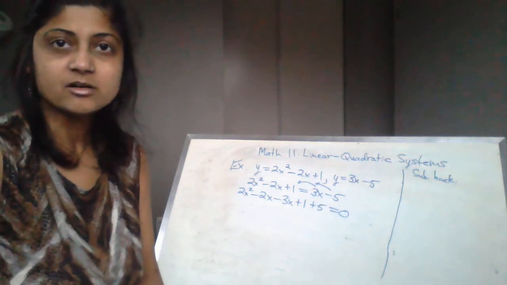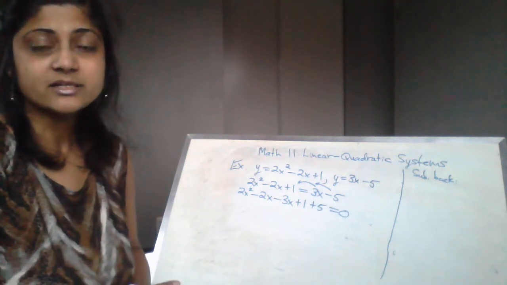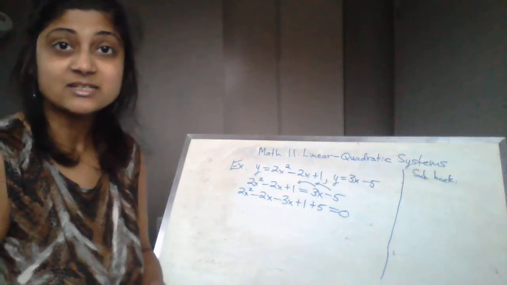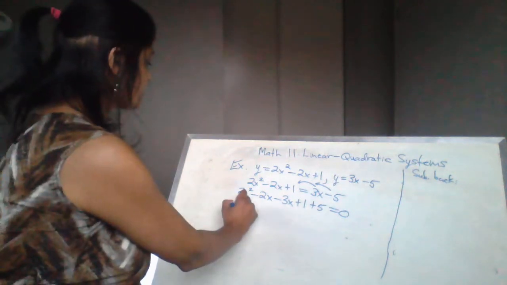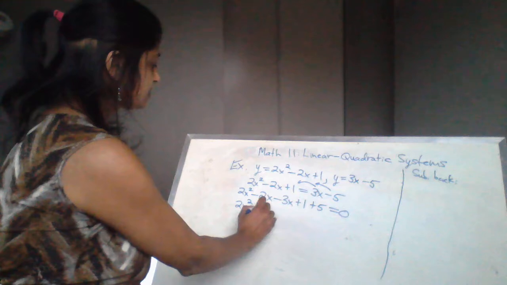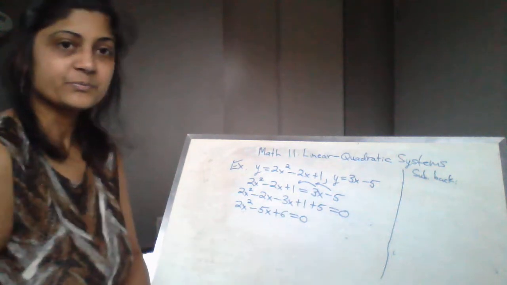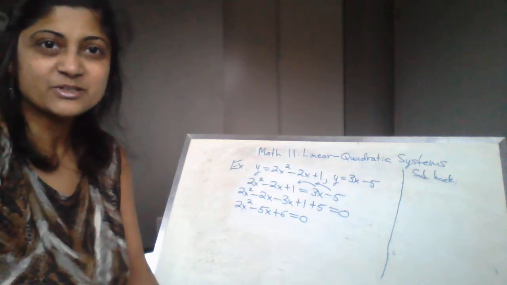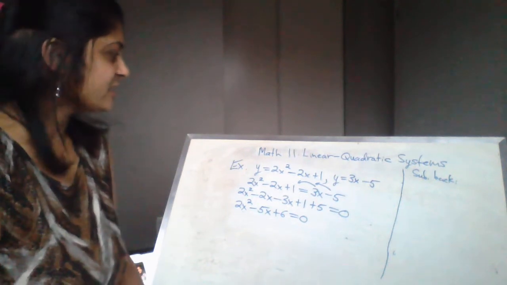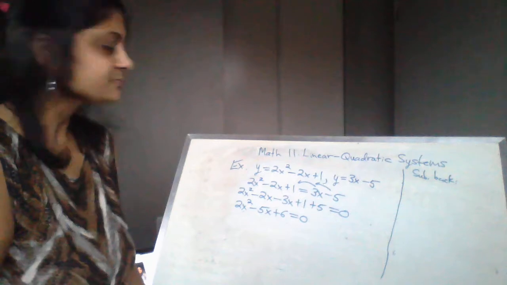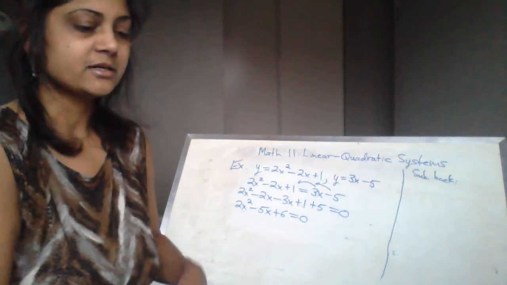All right, if you take all of these variables and numbers to one side, make sure the whole equation is equal to 0. So I'm left with 2x squared minus 5x plus 6 equals 0. Is everyone with me so far? Okay, good. So what we're going to do now, I'll do it on this side here.